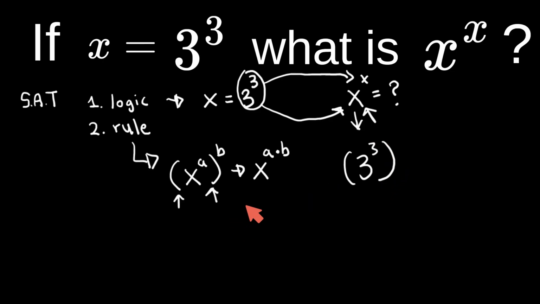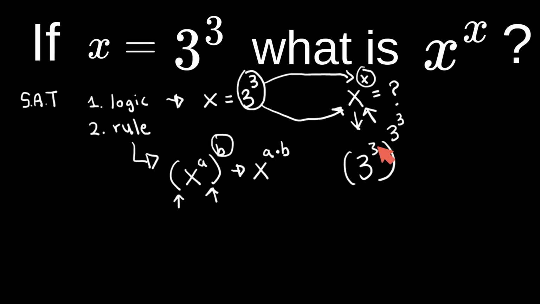Now, what's next? Well, this one over here, this x, we don't really need parentheses here, right? This is b here. This b has no parentheses. This is the power rule. So we simply write 3 to the third power, 3 cubed. Now guys, let's see what the final answer will be.